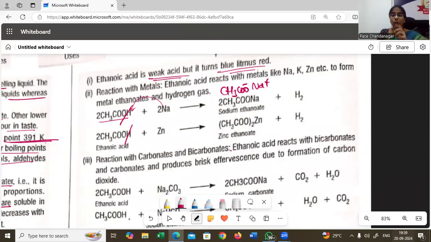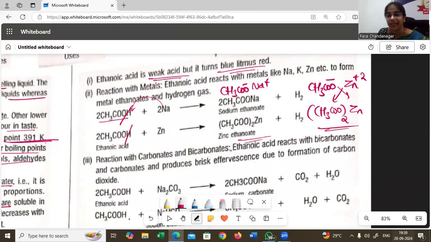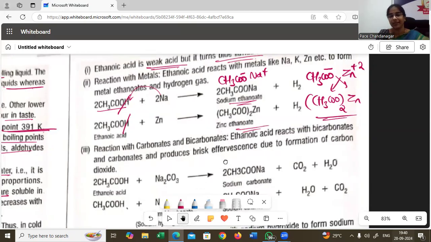Then with zinc, it is CH3COO minus and this is Zn plus 2, right? When you crisscross it, it is CH3COO twice and Zn gets 1 below. This is zinc ethanoate, just as that was sodium ethanoate. So I hope you get the terminologies well. When alcohol is substituted with a metal, it is called an alkoxide. When the hydrogen of your carboxylic acid is replaced with sodium or any other metal, it is called a metal alkanoate.